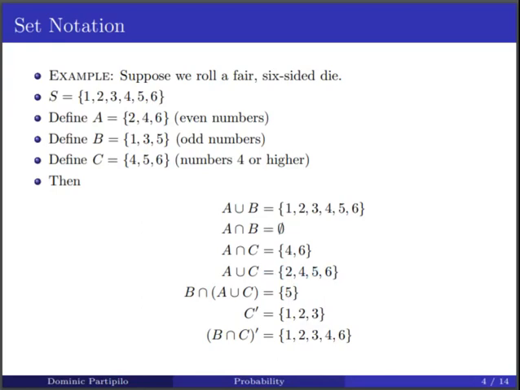Then down here, we have this B intersect A union C. And this looks a little bit complicated, but it's really not so bad once you take it piece by piece.